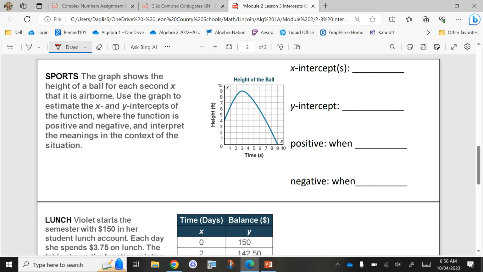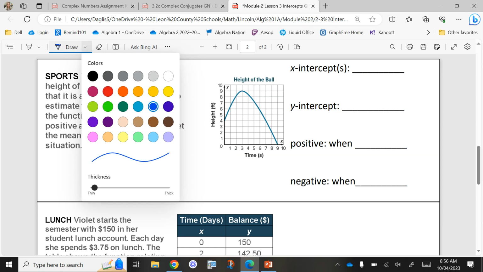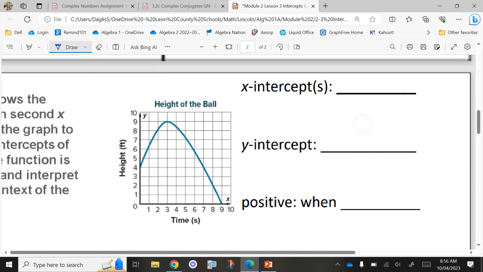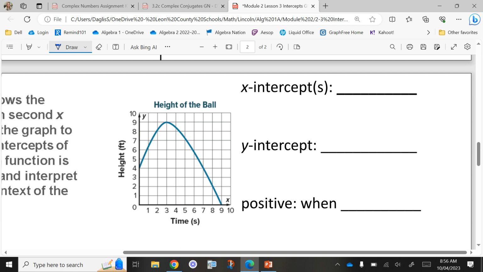All right, so let's do our x-intercept first. So I'm going to zoom in so we can see this graph a little bit better. Where is our x-intercept going to be? Looks like about 9. Okay, so when x equals 9. What does that mean with context? So what does your x represent in this graph? Is it time or is it height? It's time, right? It takes 9 seconds for what to happen to this ball? To hit the ground.